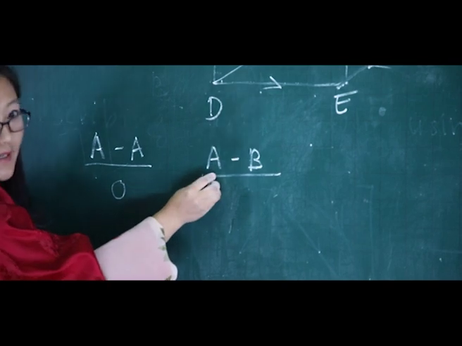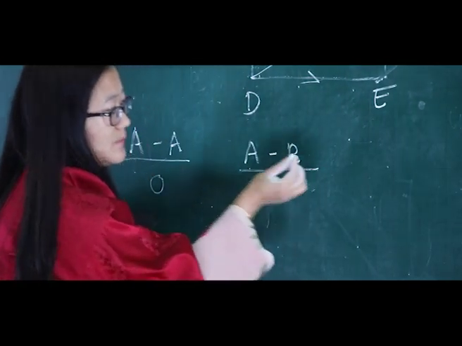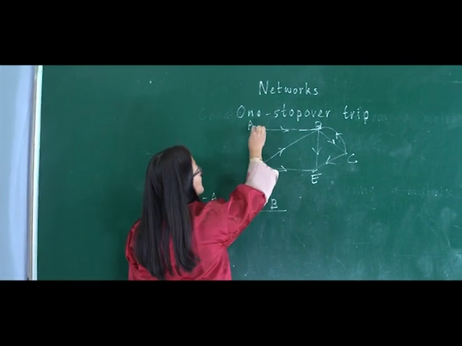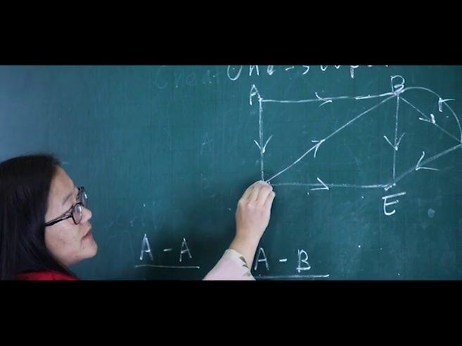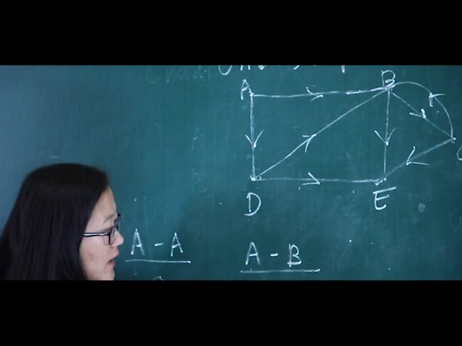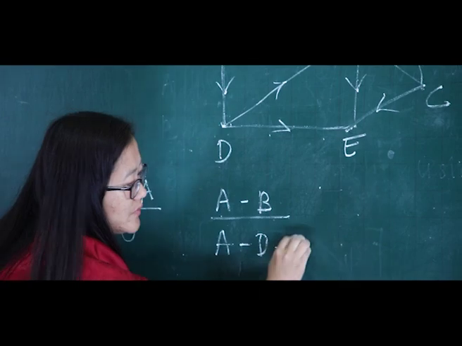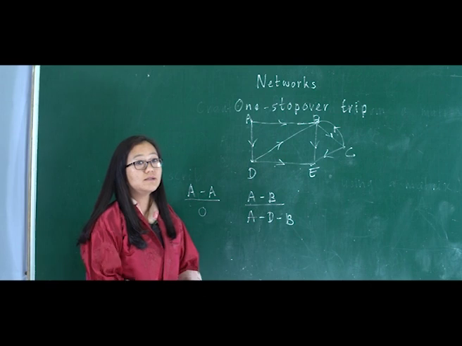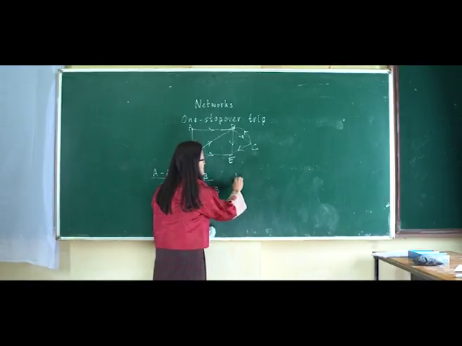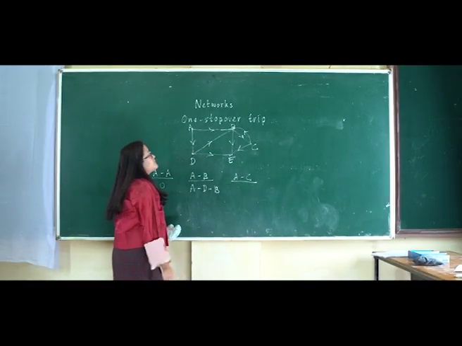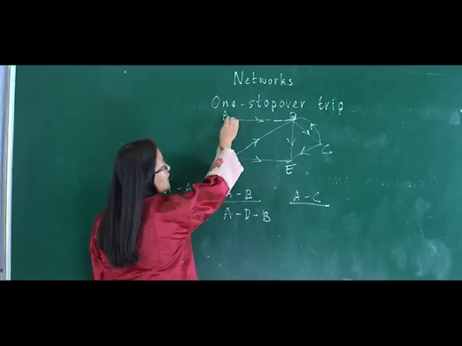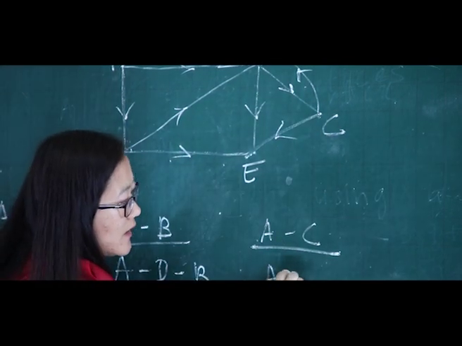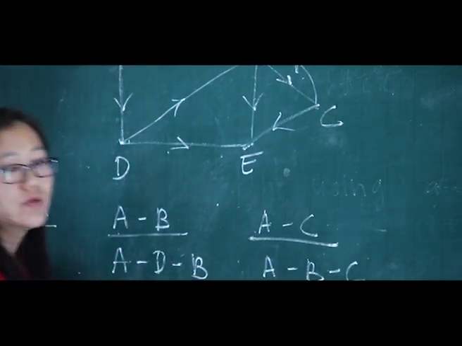Now, the concept will be clearer if you look further. My initial point is A and my final destination is B. But before reaching B, I need to stop somewhere. So, I go from A to D, then from D to B. So, A to D to B makes one stopover trip from A to B. Similarly, you move on to A to C. We can go from A to B. Then we have a route from B to C. So we have A, B, then to C.